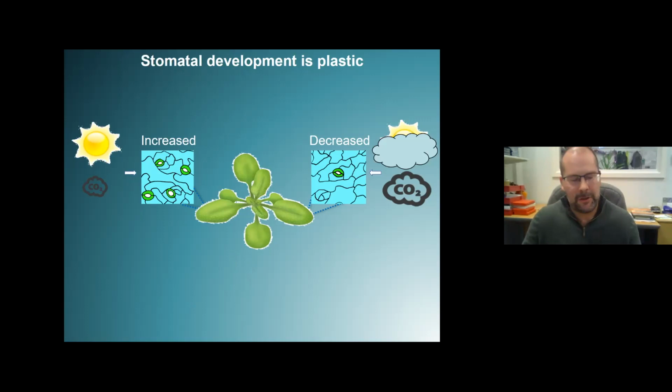And this is just showing it very simply here, but we know, for example, that certain conditions result in an increase in the number of stomata that develop on the leaf surface, whereas other conditions lead to a decrease. And today, just for time purposes, I'm going to focus on light and how light is involved in the regulation of stomatal development.